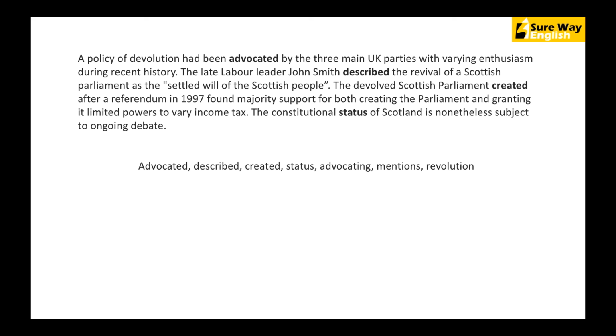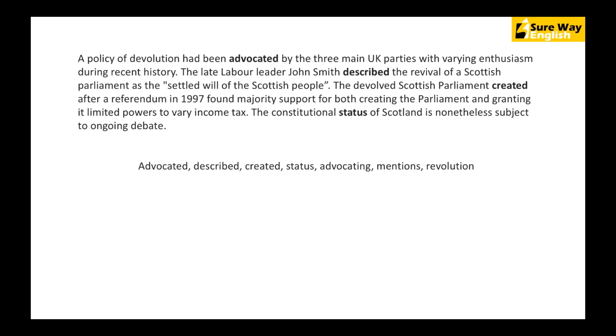Advocate is when you support or put in practice, when you call for something. So that's what it means in this context. So the first blank is advocated. Second, the late Labour leader John Smith, blank, the revival of a Scottish Parliament as.